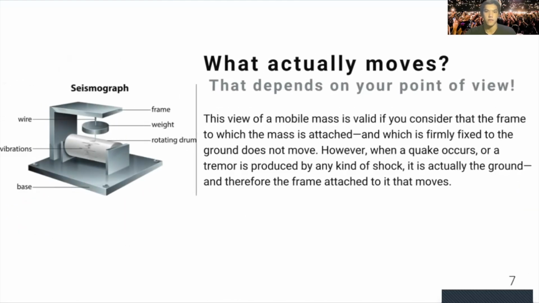What actually moves? This view of a mobile mass is valid if you consider that the frame to which the mass is attached and which is firmly fixed to the ground doesn't move. However, when a quake occurs, or a tremor is produced by any kind of shock, it is actually the ground and therefore the frame attached to it that moves.